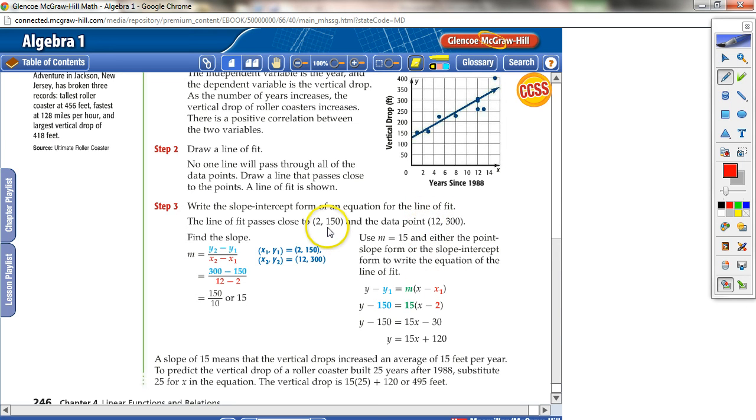Here the textbook used 2 and 150. So 2 and 150 goes there. They used 15 as the slope that we found here. And you're just rearranging using the distributive property and found y equals 15x plus 120.